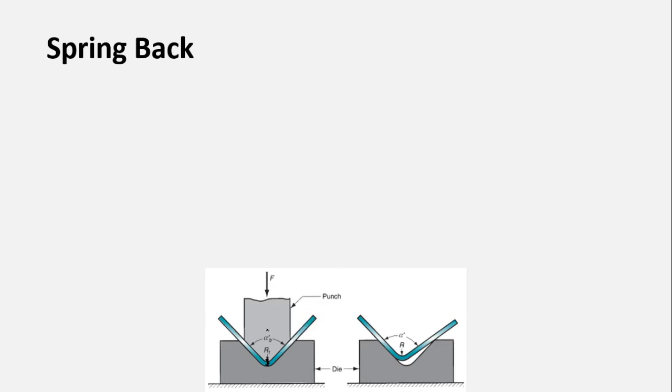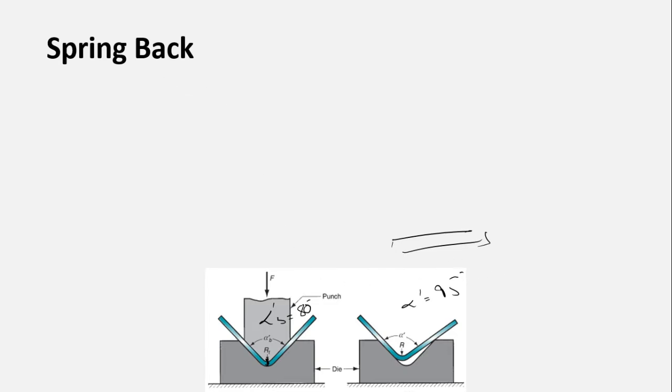So let's suppose we have bent the sheet metal at an angle of alpha prime b, say 80 degrees, but once the pressure pad or the punch has been removed, the angle has changed to alpha prime, which might be 95 degrees. The angle has somewhat increased because the material tries to regain its original shape, which was the flat sheet metal. This phenomenon is known as spring back.